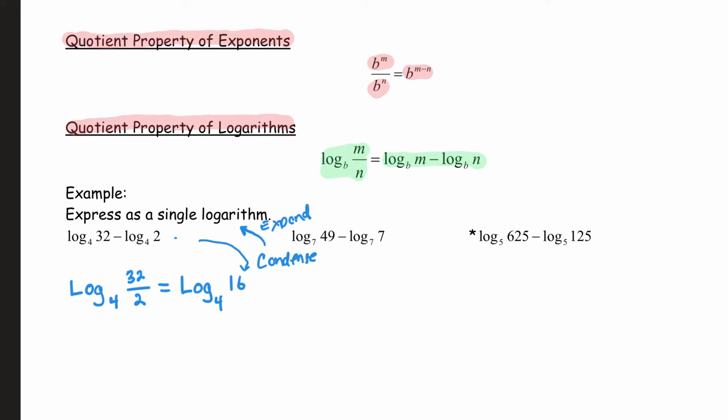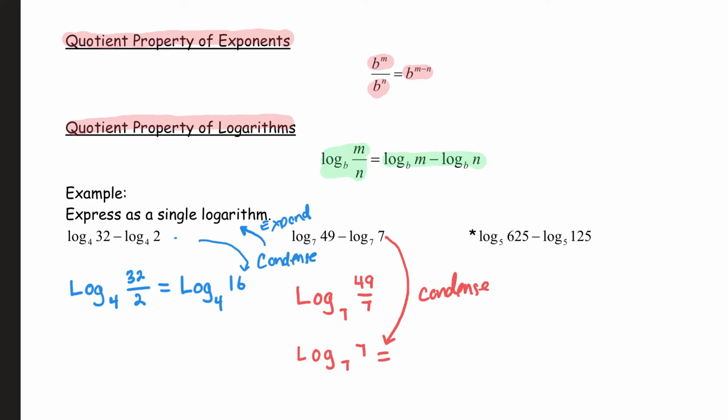If I look at the second expression, we have log base 7 of 49 minus log base 7 of 7, and we do have the same base, so we can go ahead and make it into a single log. So we have log base 7, and we're going to write this as a quotient 49 divided by 7. So we have logarithm base 7, 49 divided by 7 is 7. So if we went from here to here, that means to condense.